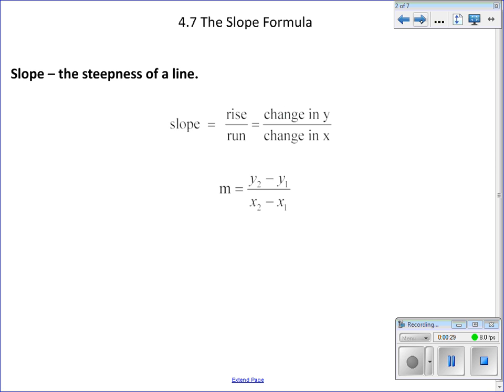So the slope formula that we're going to use today is, we're still finding the changes in y's and the changes in x's, but the way we're going to do that is by taking y2 minus y1 and putting that over x2 minus x1.